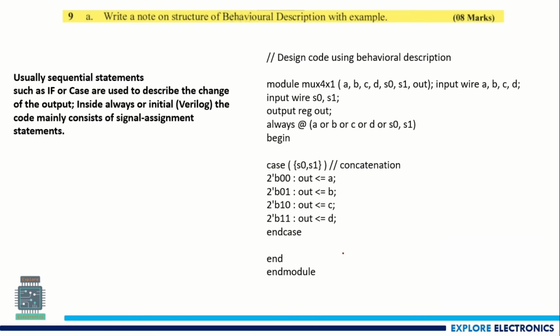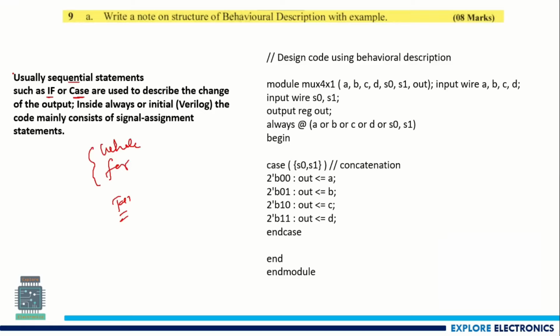Write a note on structure of behavioral description with example. Structure of behavioral description, in the sense, consists of sequential statements, if-else case statements, loops like while loops and for loops, and we can have tasks and functions.